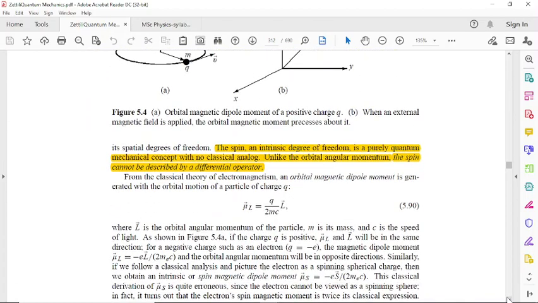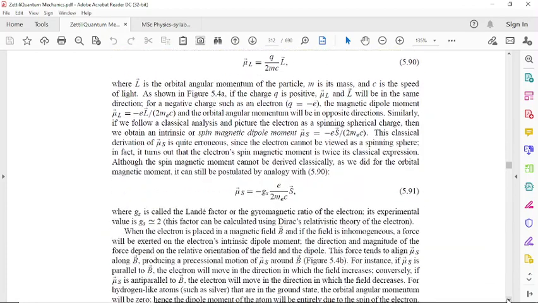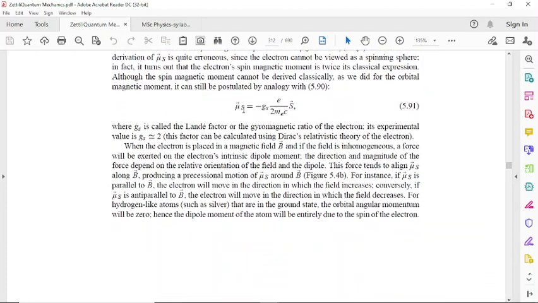And the spin, an intrinsic degree of freedom, is a purely quantum mechanical concept with no classical analog. Unlike the orbital angular momentum, the spin cannot be described by a differential operator. The orbital magnetic dipole mu L is equal to q by 2mc L for orbital, and for spin also we can write mu s equal to q by 2mc S, where mu s is equal to minus gs e by 2 mec S. Yes, gs is called the Landé g-factor or gyromagnetic ratio.